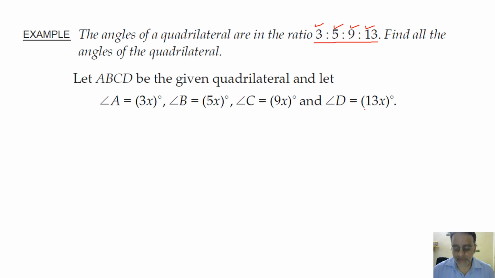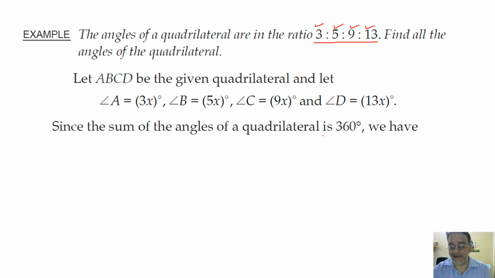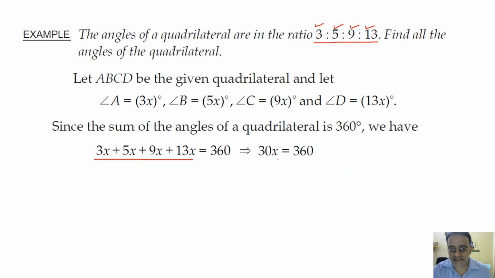Okay, now we know that the sum of the interior angles of a quadrilateral is equal to 360 degrees. That is by the angle sum property of a quadrilateral. So the sum of all these four angles is equal to 360. If you add all this, we are getting 30x. So what is the value of x here? x is equal to 12. Very good. So now we'll substitute 12 one by one in angle A, angle B, angle C and angle D. So if we substitute here, what will you get?